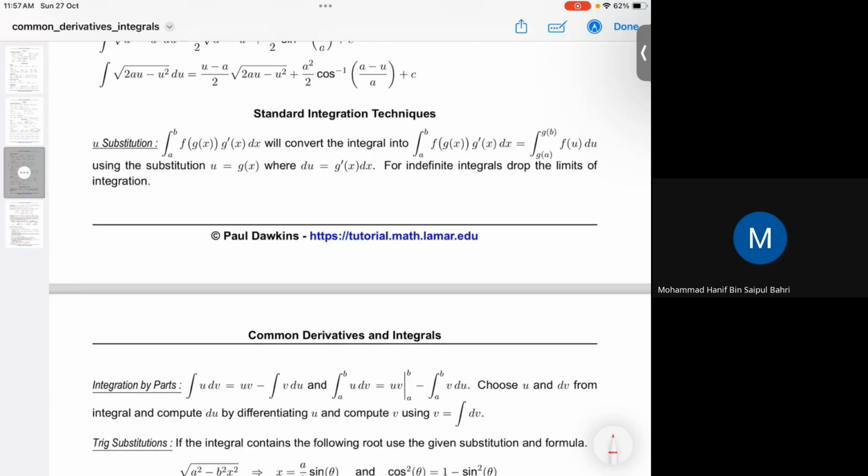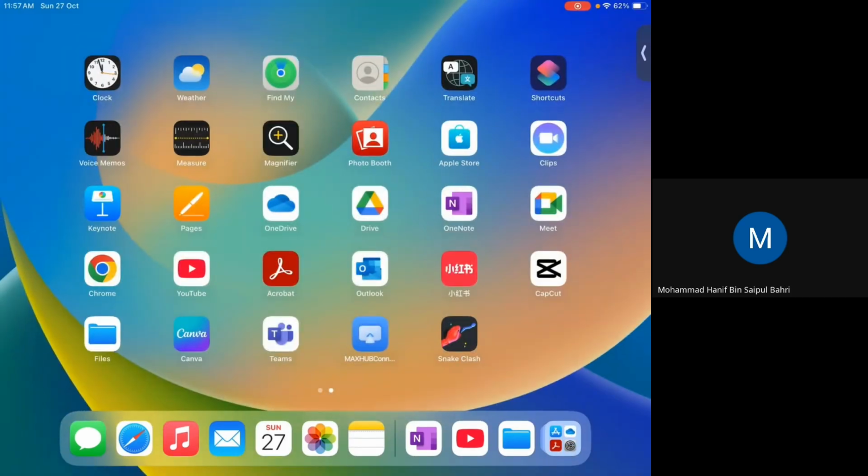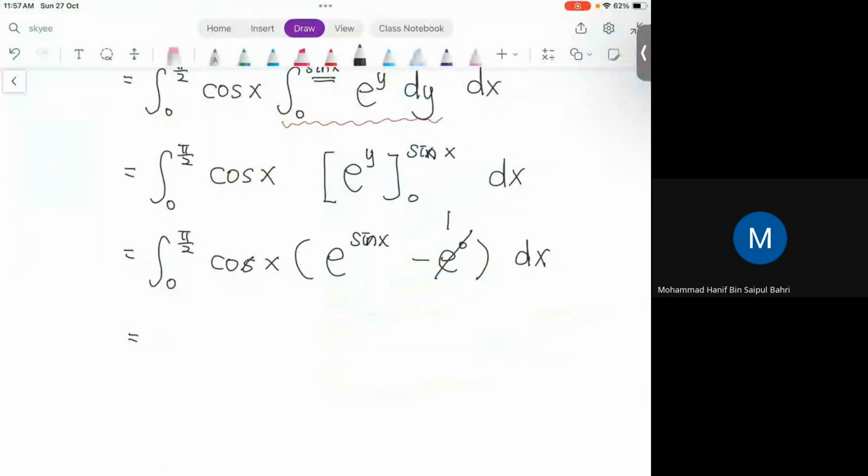this, because you have cos x and exponent sine x. A little bit complex, so you have to apply this standard integration technique. But since here you can use a calculator, I will just encourage you to use a calculator. So use a calculator to calculate this.